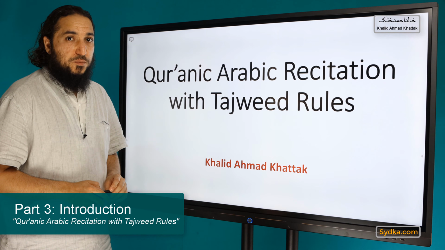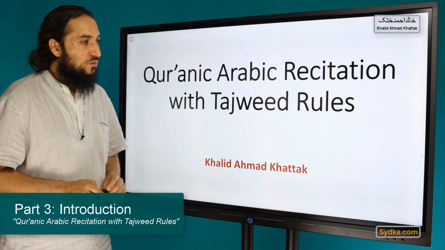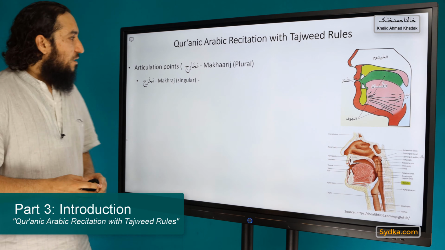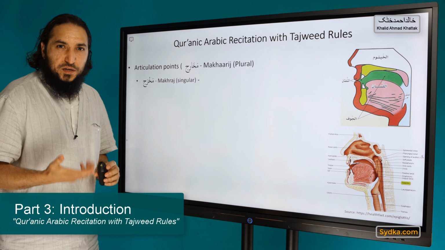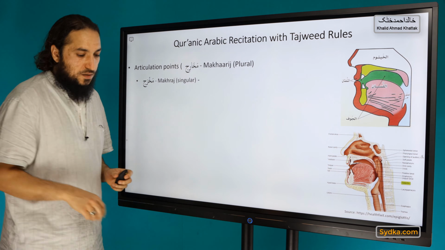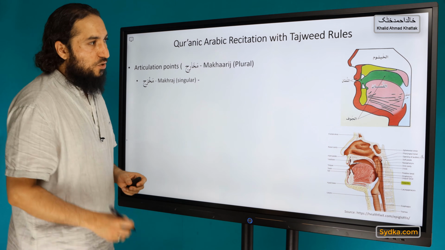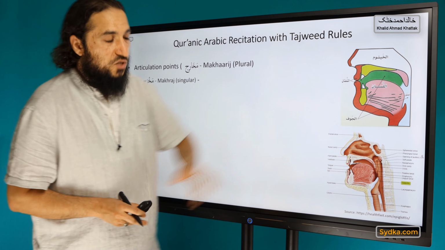Welcome back to the third part of introductory sessions to Quranic Arabic recitation with Tajweed rules. What are Makharij? Makharij are basically articulation points. Makhraj is the singular, and Makharij is the plural. The scholars of Tajweed have divided this into 5 sections.